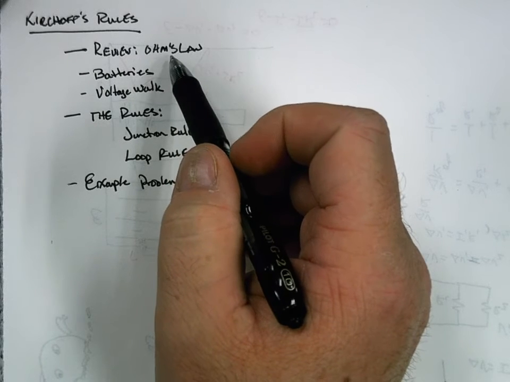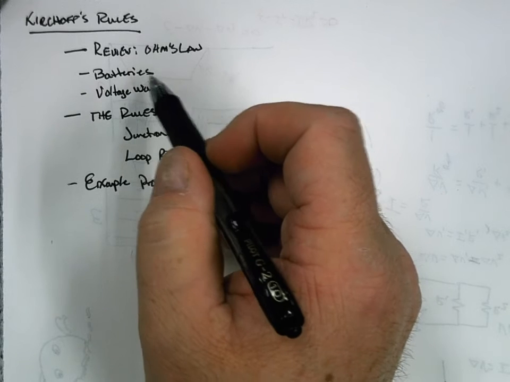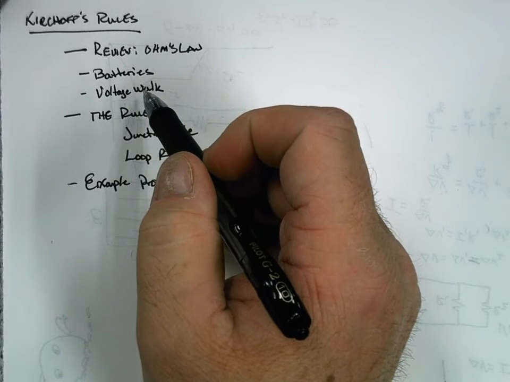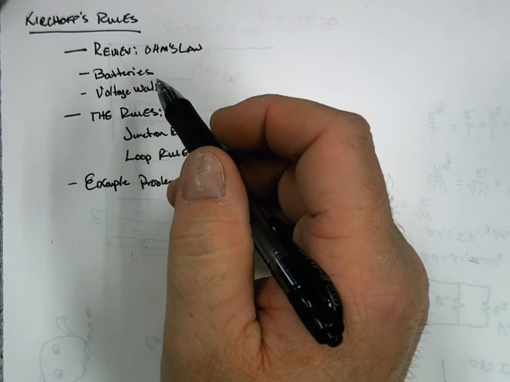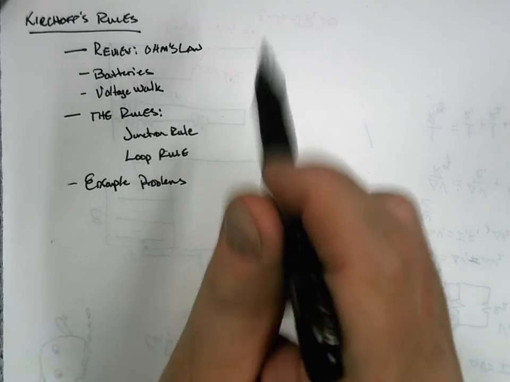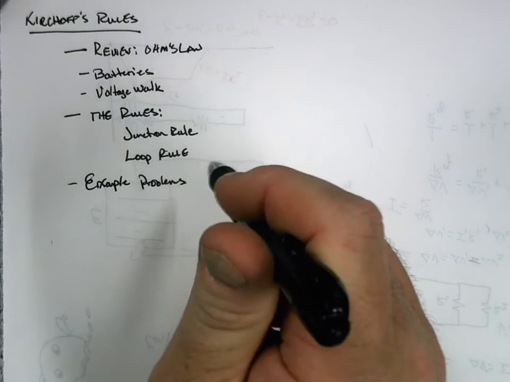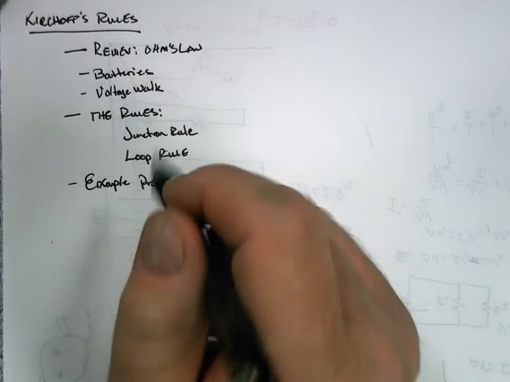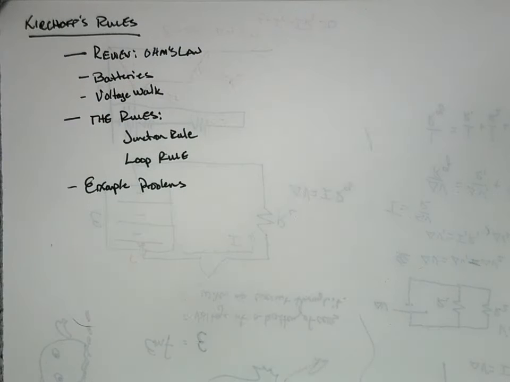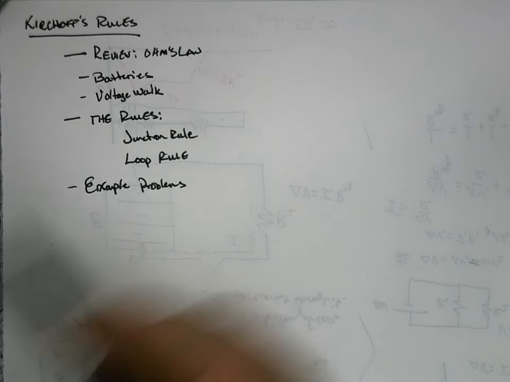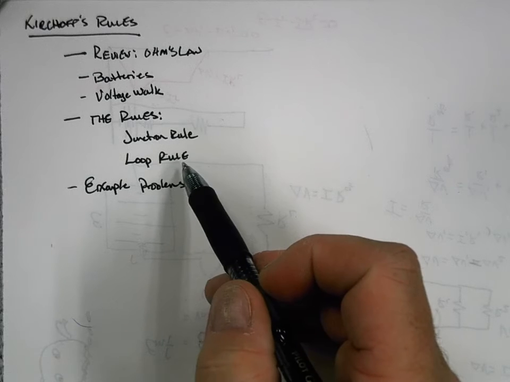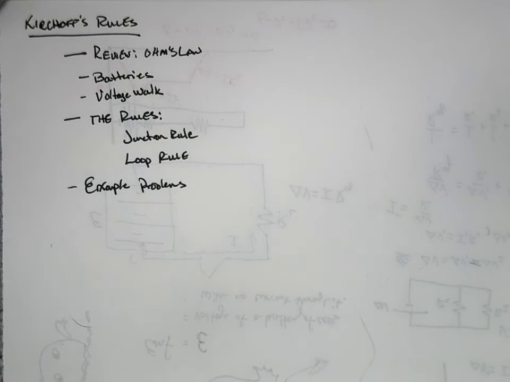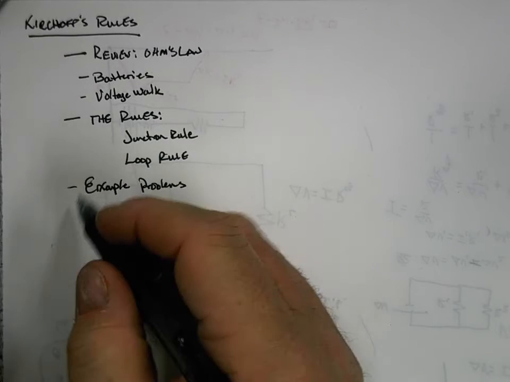We're going to start with Ohm's law, which is pretty straightforward, and then talk about batteries and voltage walks. We've done a few voltage walks, paying attention to when we gain voltage and when we lose voltage, whether we're crossing a resistor or a capacitor. Then we have Kirchhoff's two rules, the junction rule and the loop rule, and we'll do a couple of example problems.